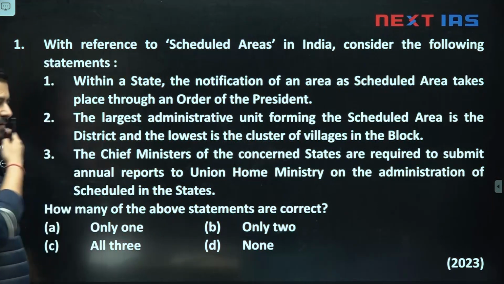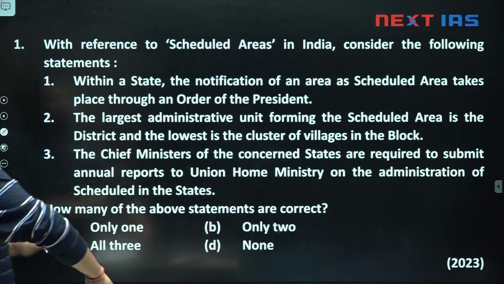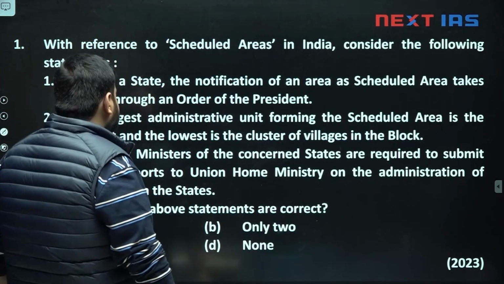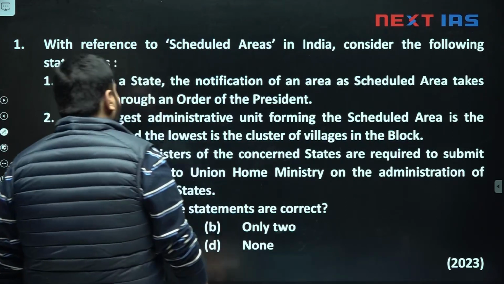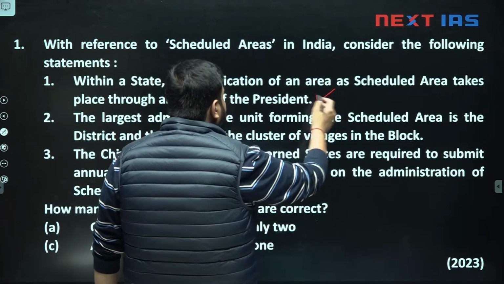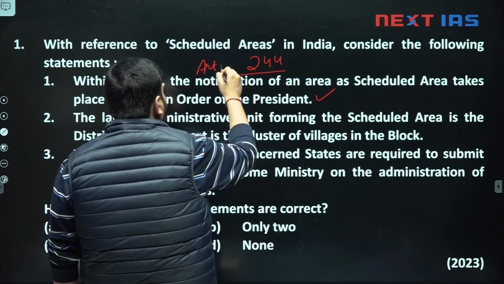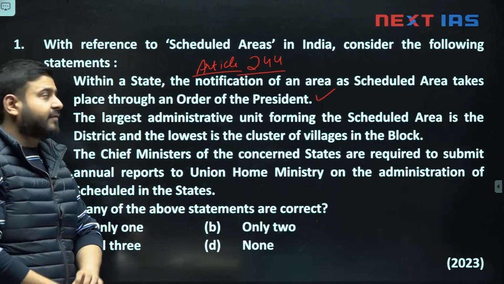Now, with reference to the scheduled areas in India, consider the following statements. It is the latest question, 2023. Within a state, the notification of an area as a scheduled area takes place through an order of the president. Yes, it is true. As per Article 244 of the Constitution, it is the president that can give the notification.